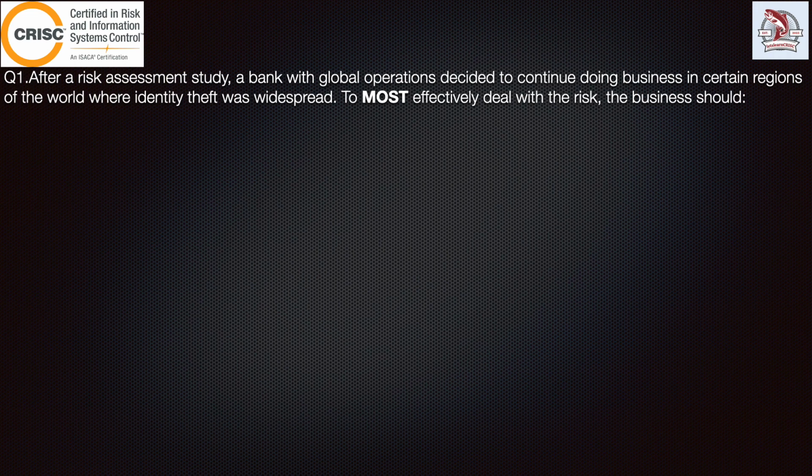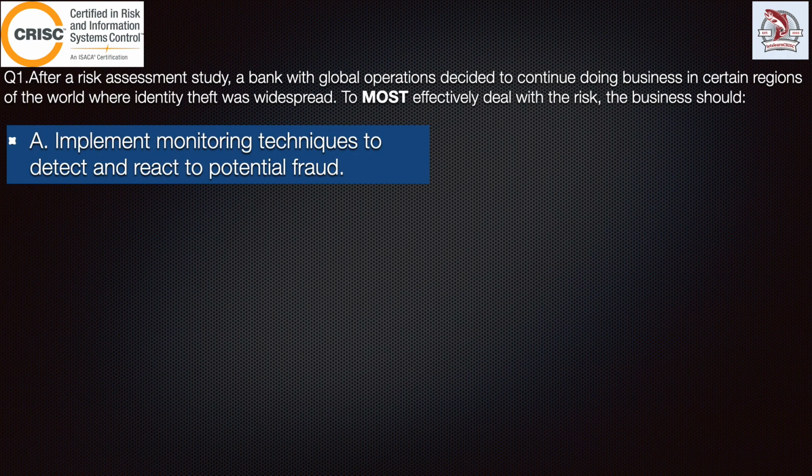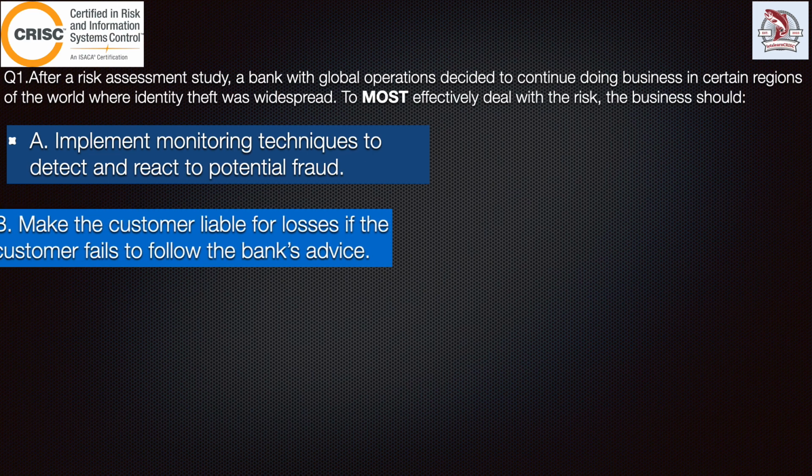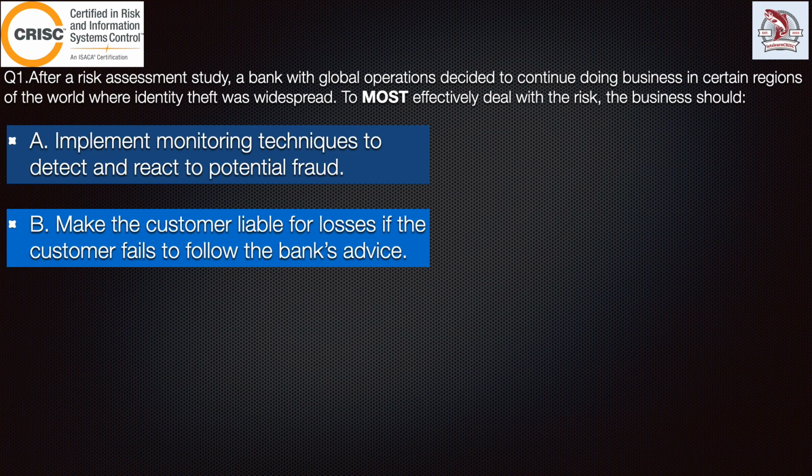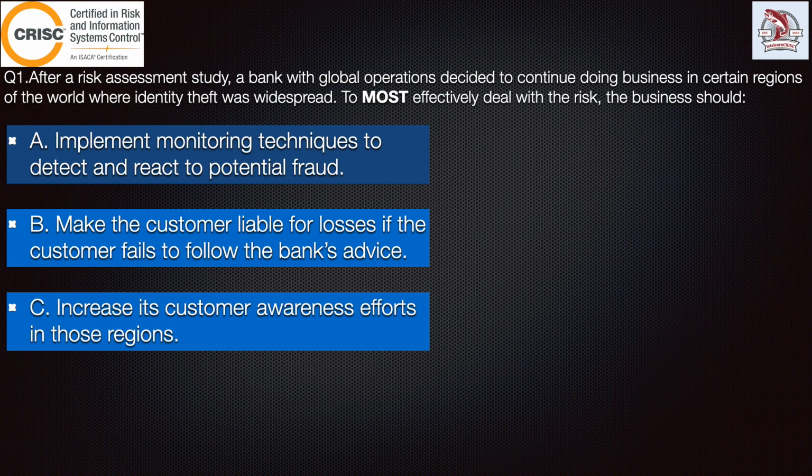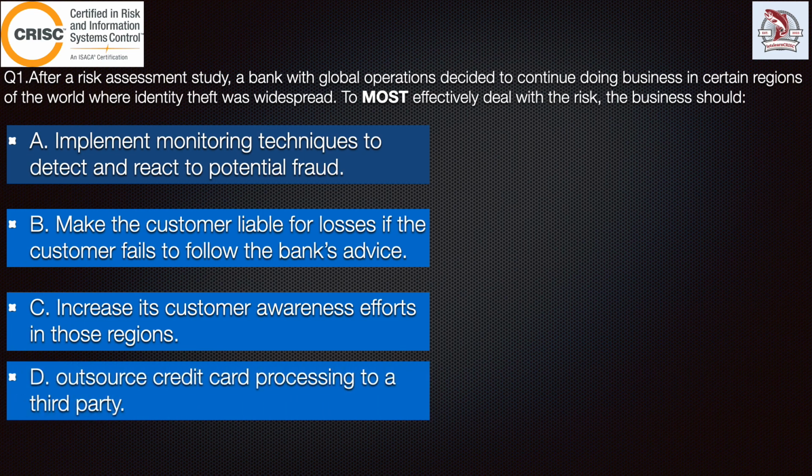The options are: option A, implement monitoring technique to detect and react to the potential fraud. Option B, make the customer liable for the losses if the customer failed to follow the bank advice. Option C, increase its customer awareness effort in those regions. And option D, outsource credit card processing to a third party.